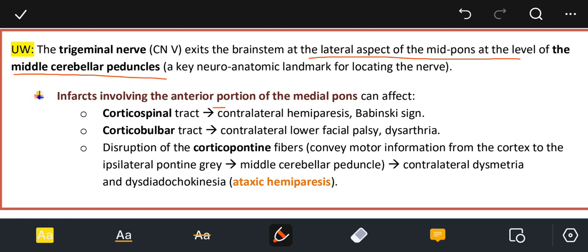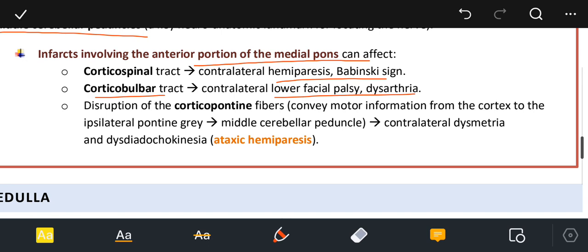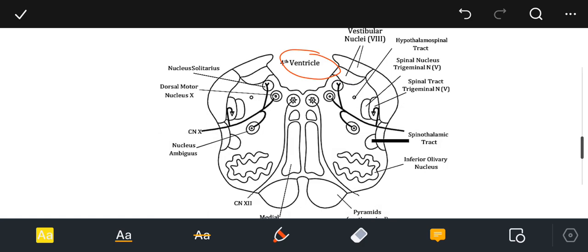Infarcts involving the anterior portion of the medial pons can affect the corticospinal tract. Contralateral hemiparesis and Babinski sign will be present. Corticobulbar tract involvement causes contralateral lower facial palsy with dysarthria. Disruption of the corticopontine fibers, which convey motor innervation from the cortex to the ipsilateral pontine gray and on to the middle cerebellar peduncle, leads to contralateral dysmetria and dysdiadochokinesia, that is ataxic hemiparesis.